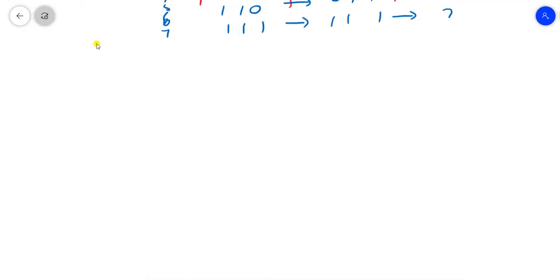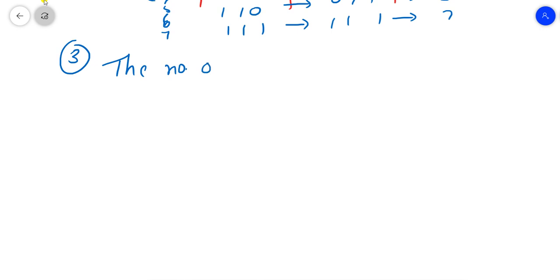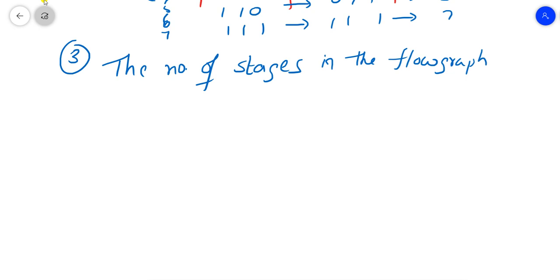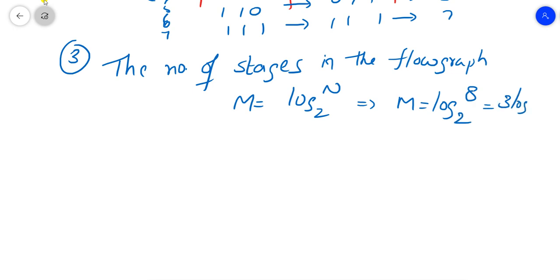What is that? Step 3. The step 3 is the number of stages in the flow graph. The number of stages in this flow graph is given by the formula m is equal to log n to the base 2. So we know that m is equal to log, what is the number of samples? So 8. So this is log 8 to the base 2, which is equal to 3. So the total number of stages are 3 only for this 8-point FFT.